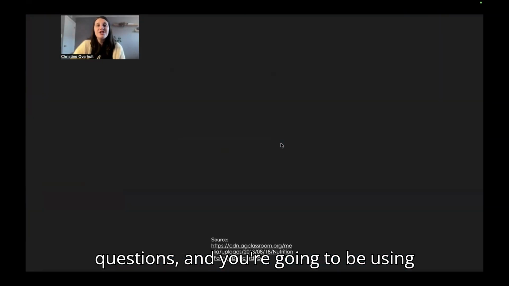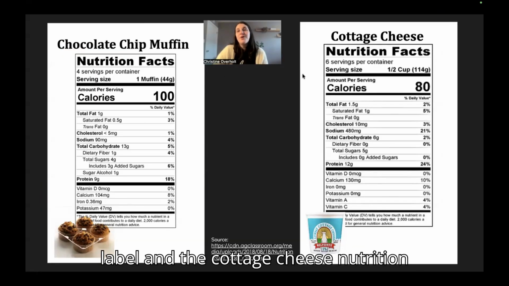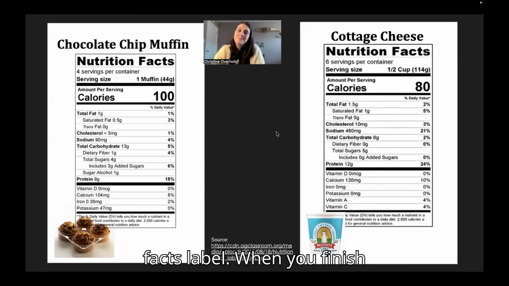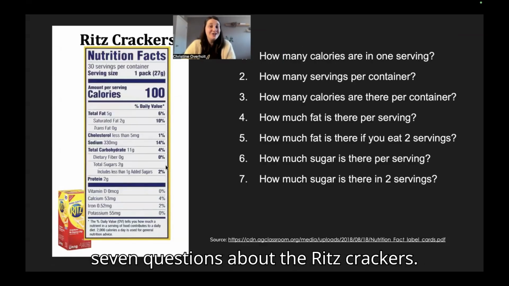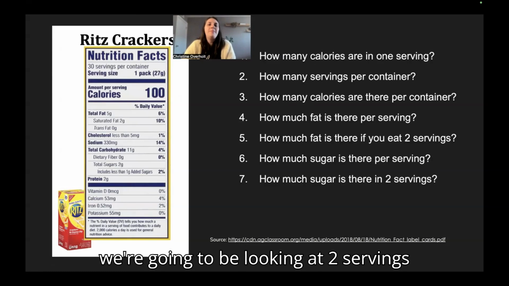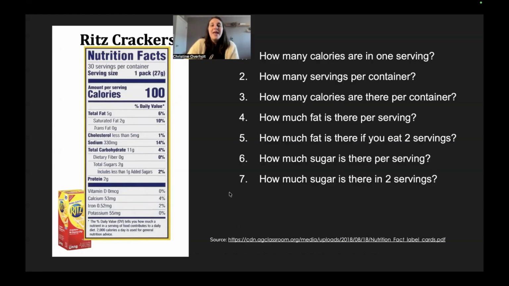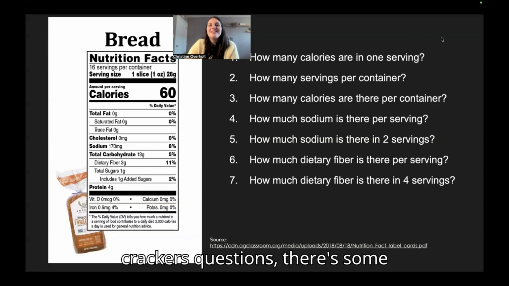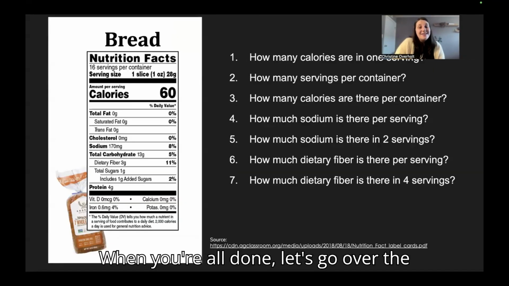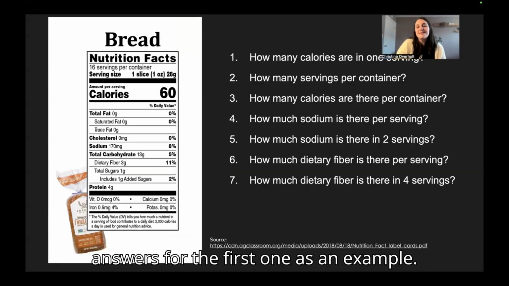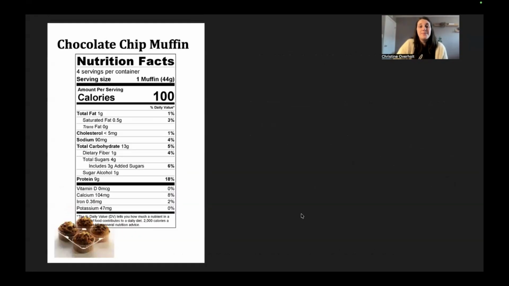You can pause and look at these questions, and you're going to be using that information to look through the chocolate chip muffin nutrition facts label and the cottage cheese nutrition facts label. When you finish these, you're going to be answering these 7 questions about the Ritz crackers. A couple different questions here where we're going to be looking at 2 servings instead of the whole container. And when you're finished with the Ritz crackers questions, there's some questions about the bread. When you're all done, let's go over the answers for the first one as an example. The rest of the answers will be available in the documents linked to this video.